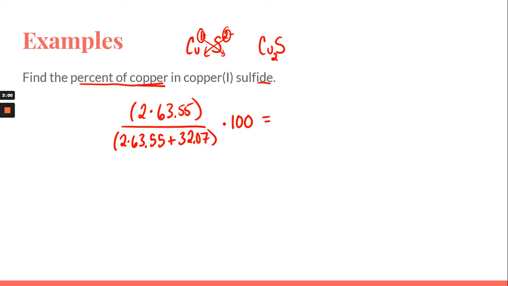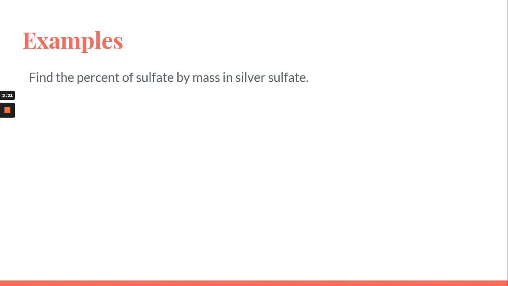When you type this into the calculator, you want to use those parentheses so that it adds the numbers on the bottom, or the denominator, before it divides by the top. So we get an answer of 79.85% copper. So this compound is 79.85% copper, which means the remaining percent would be the sulfur. Let's look at another example.